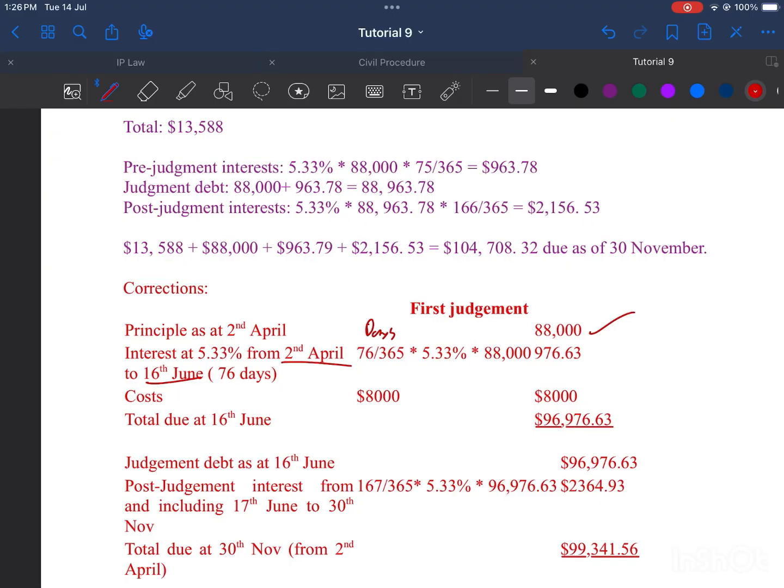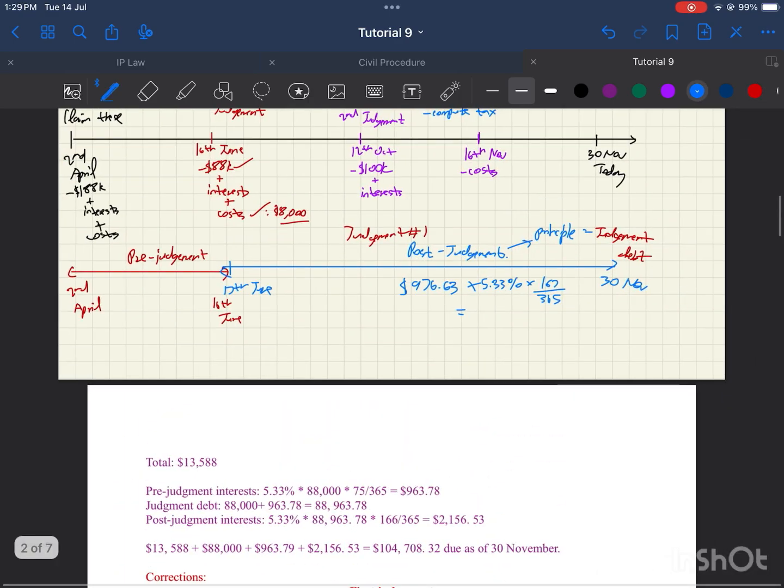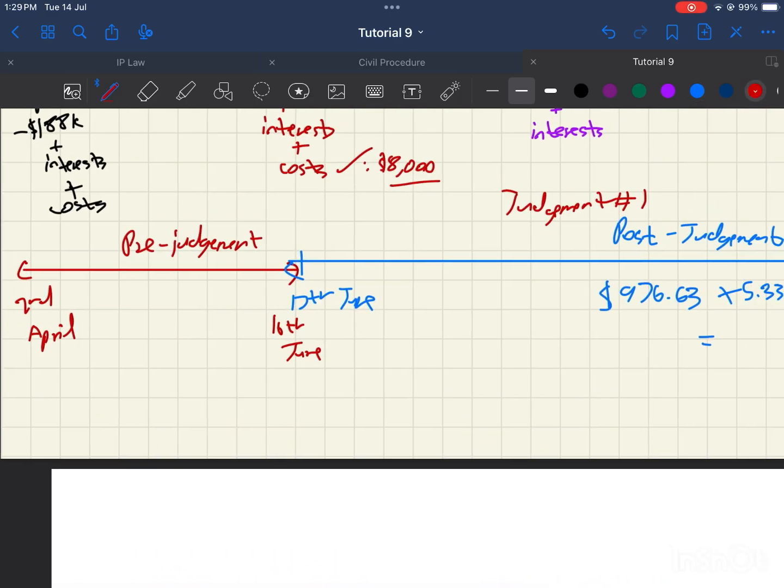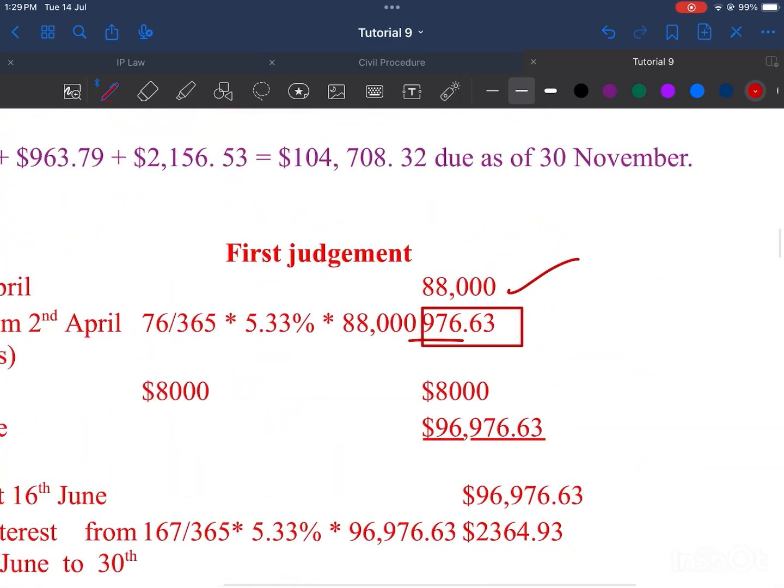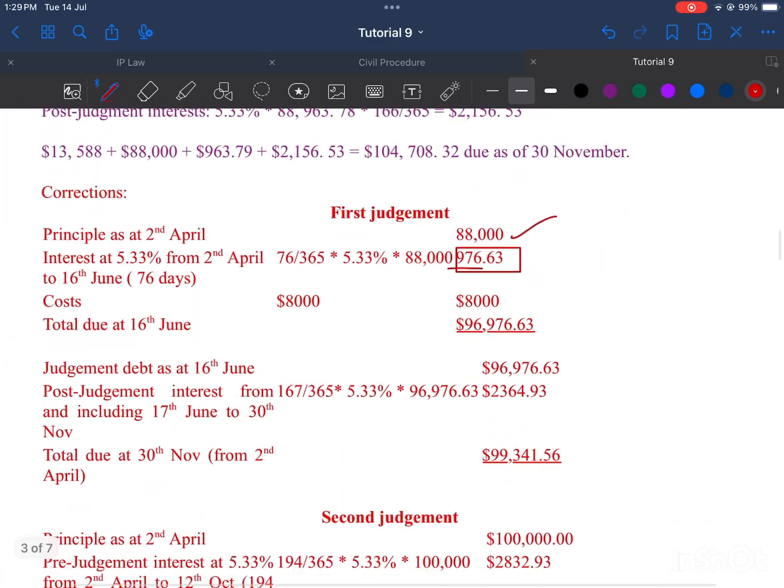You go 76 days over 365. Right, this is the days times the interest rate times the principal. And what do you get? You get 76 over 365 times 5.33 over 100 times 88,000. You get $976.63. So if it ain't clear, I'm going to underline it for you. Now you got a judgment interest for the pre-judgment period. The judgment interest is $976.63.